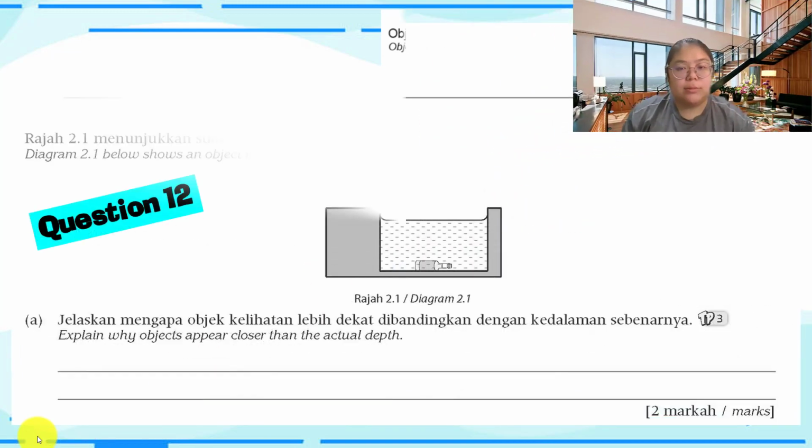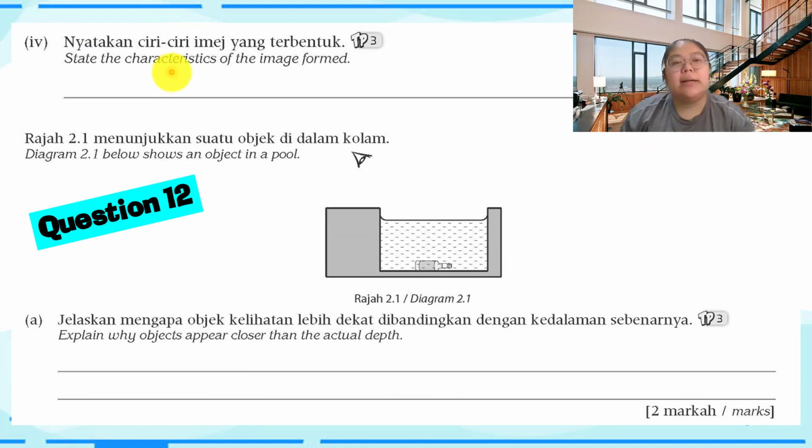Okay, state the characteristics of the image formed. So the first one should be upright. You see, the image must be upright. Another one should be the same size. That's why they can be used in a submarine. They can observe what is actually happening on land. So from here, the answer is upright and also the same size.